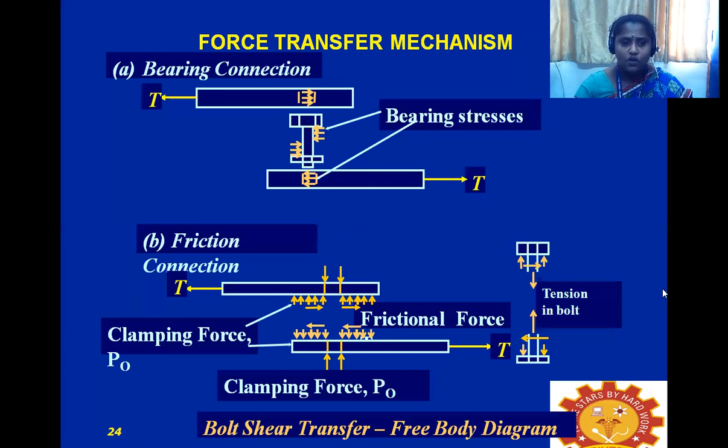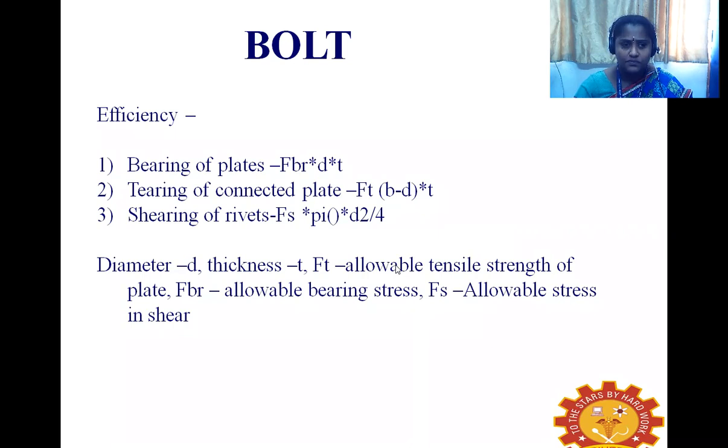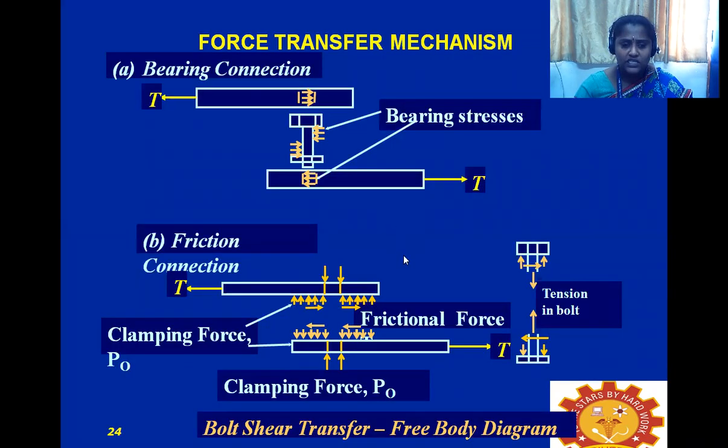This is the force transfer mechanism for bolts. There are two kinds of bolts: one is the bearing connection and the other one is the friction connection. For these two kinds, you could see pictorially how the force transfer mechanism can be represented like this.